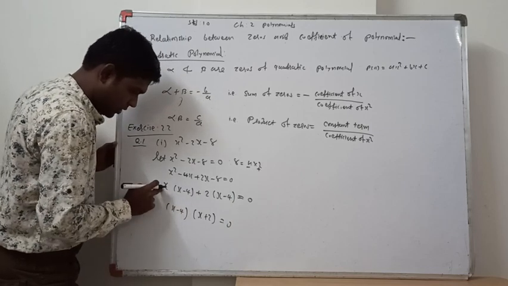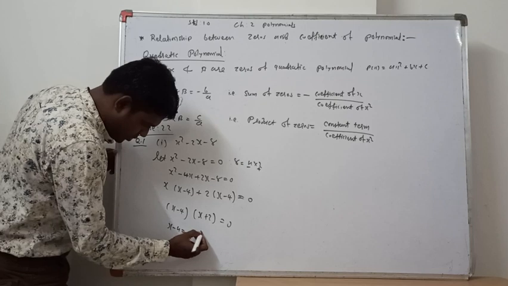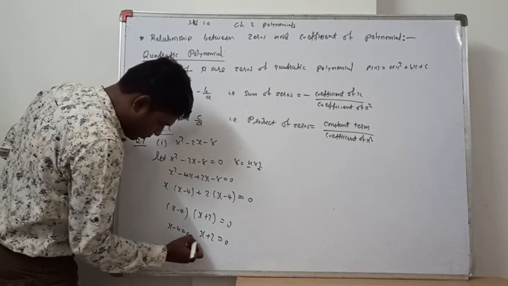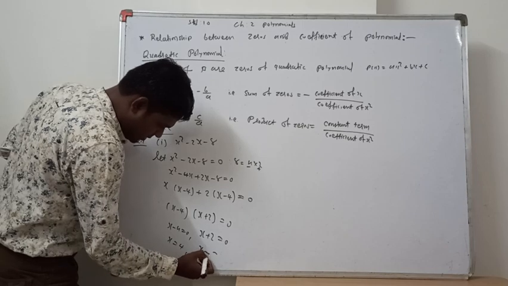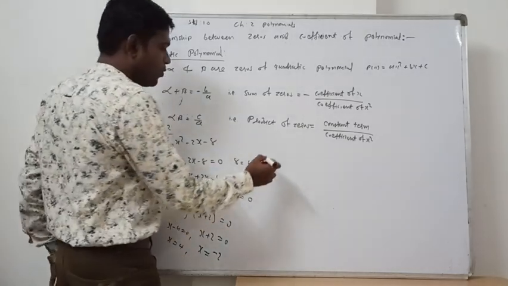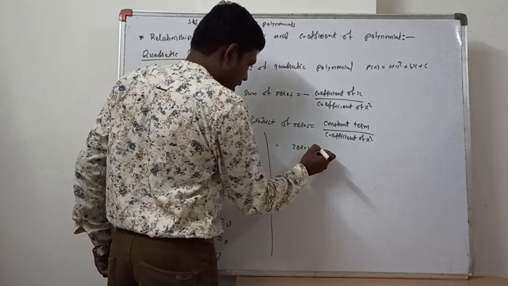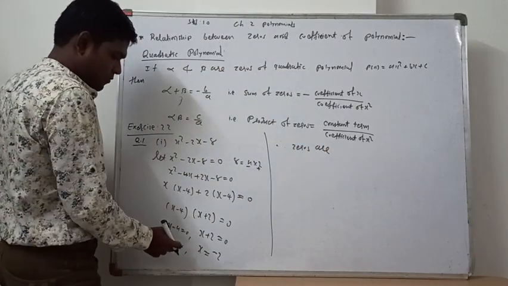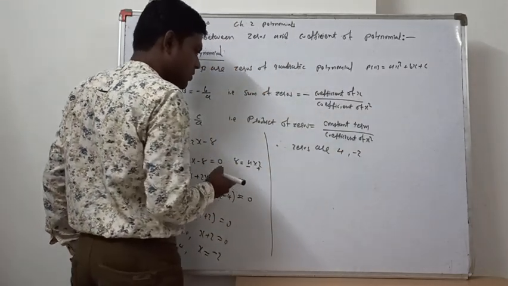x minus 4. That's why the second bracket is x plus 2. Now x minus 4 equals 0, x plus 2 equals 0. Therefore x equals 4 and x equals minus 2. So therefore, the zeros are what? 4, comma, minus 2. These are our zeros, right?